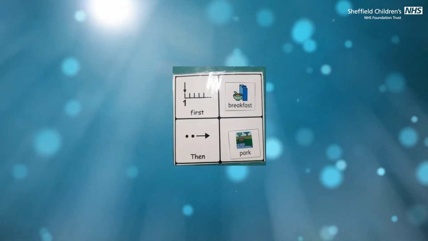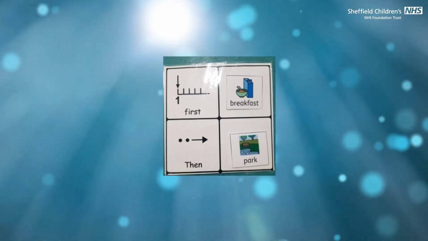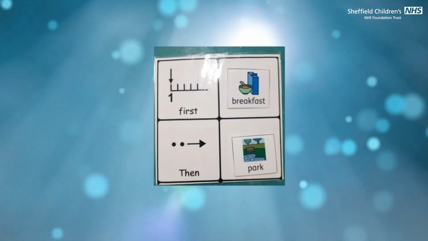We also use first and then boards. A first and then board assists a child in waiting for something that they really want, a bit like the wait card. But with first and then, you can use it to get a behaviour that you desire. For example, if your child really wants to turn on the iPad, but you need them to put their shoes on, you would put shoes on the first section and iPad on the then section. So you would say first shoes, then iPad. This way, the child is doing something that you want them to do in return for a rewarding activity.